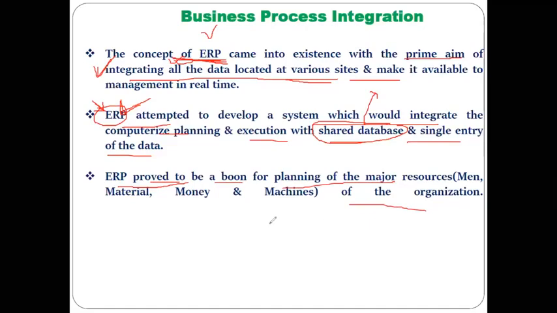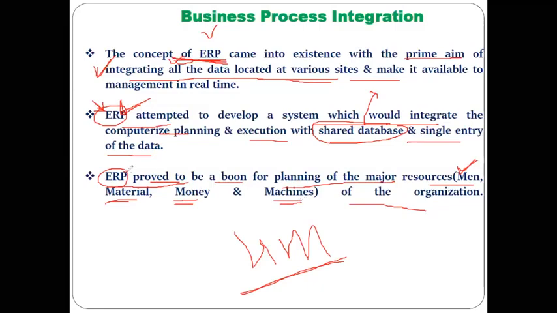Now, which are the major resources that can be easily planned, managed, and coordinated with the help of these integrated information systems? They are men, material, money, and machine, the 4M. In today's world, there is a very great requirement of managing these four major resources. Men in the sense of employees, material in the sense of raw material, etc., money, the financial things, and machine, the equipment that is utilized in the businesses.